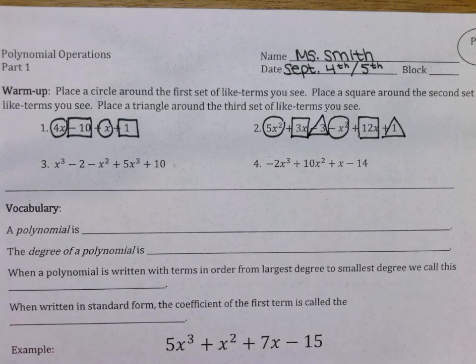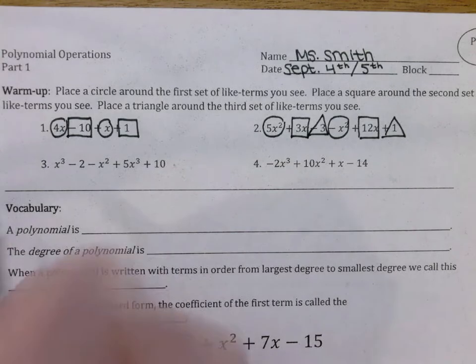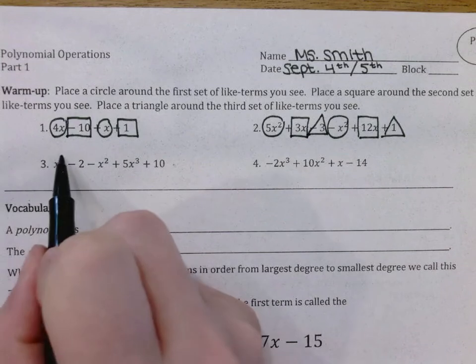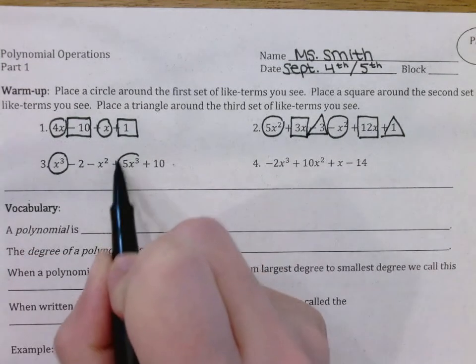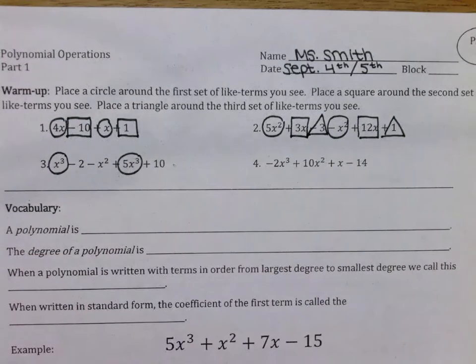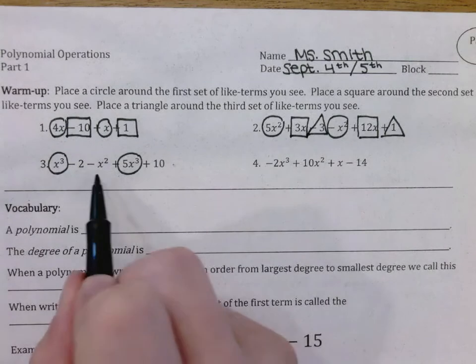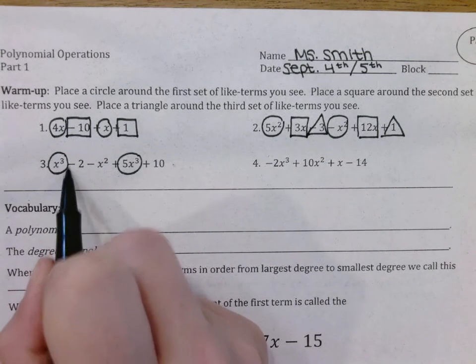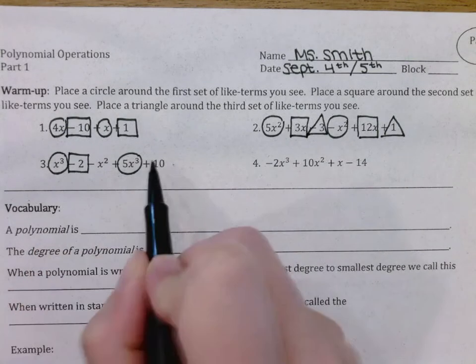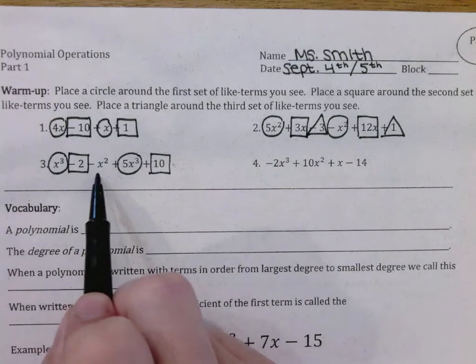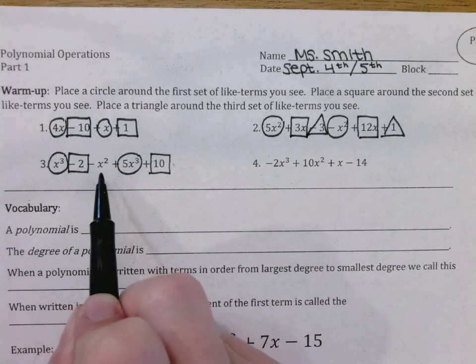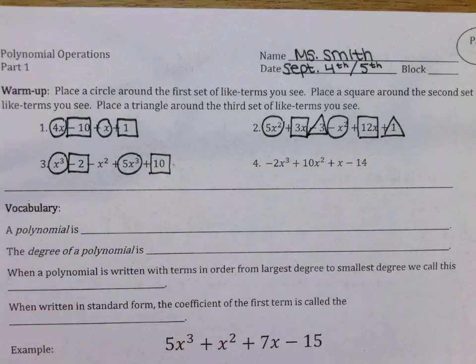Okay, for number 3, let's see. We have x to the third power. That's going to have a like term with this one, 5x to the third power. And then I see constants. We have -2 and +10. And then this -x squared, it doesn't have a like term. It's just kind of by itself. So I won't put anything around that one.